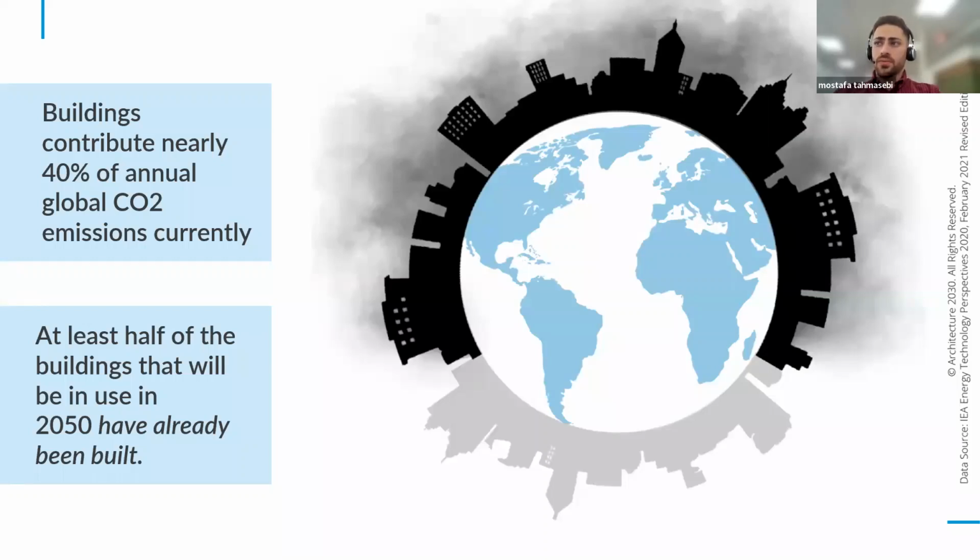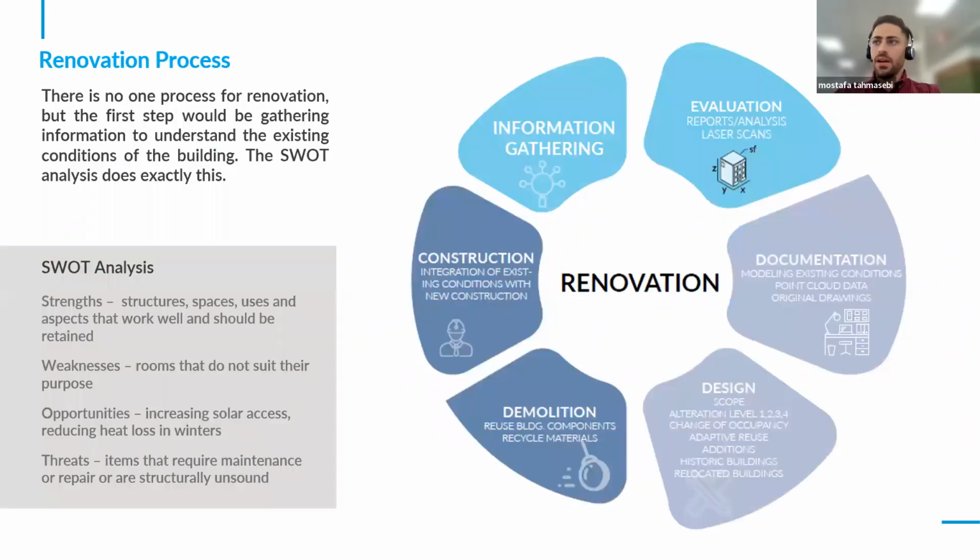Let's now talk about why we care so much about the existing buildings. Basically, half of the buildings that are going to be in use by 2050 are already built. So we do want to spend a lot of time focusing on how we can improve the performance of these buildings that we already have. There is no one process for renovation because of the challenges associated with each type of building and the set of alterations required for different types of buildings.